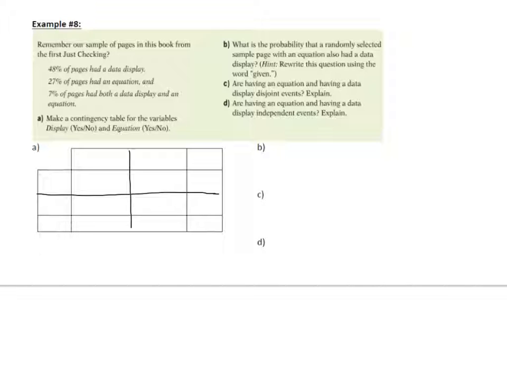Why don't we do, the top will be the equation variable, and then on the left-hand side, this will be our display variable. And we'll just go with yes, no, total again, yes, no, total. And you have the Venn diagram, but you also have the values here in the example. So take a second and, number one, fill in the table with all the values.